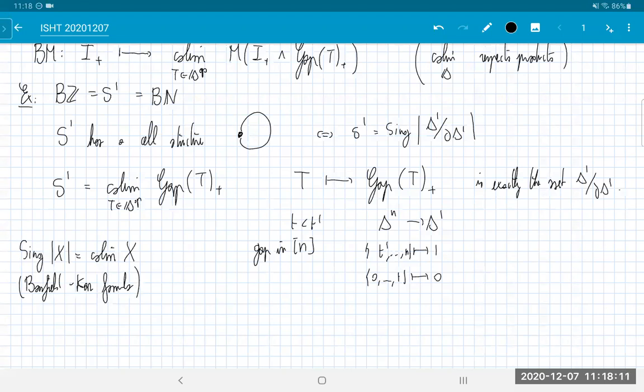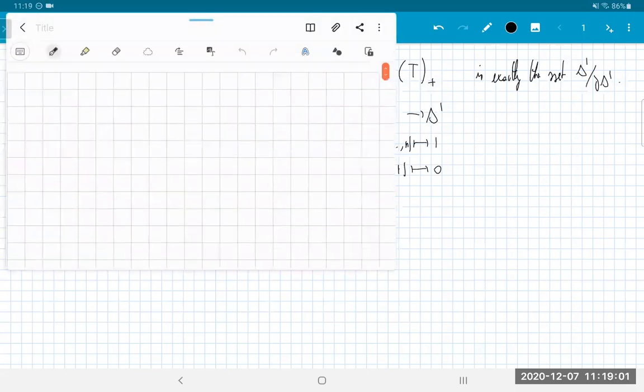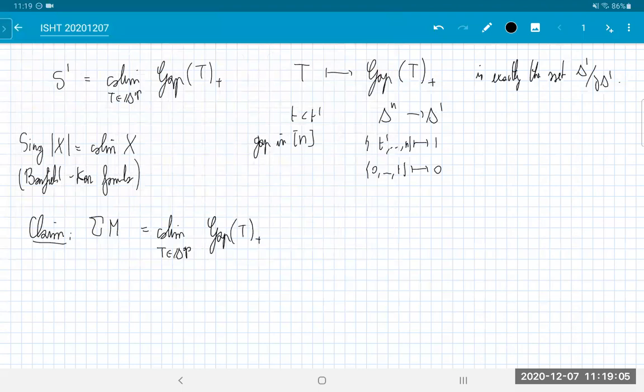Okay. Why am I saying this? Because I still have to promise you that this is the suspension. So the claim is that the suspension of an object M in any category can be written as the colimit, sorry, in any pointed category, you need a zero object, otherwise this doesn't make sense, for T in delta op of T wedge, gap T plus, wedge M.